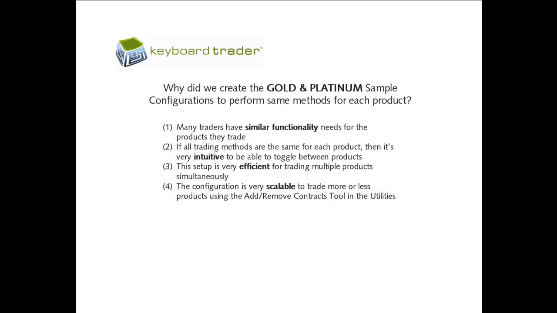So why did we configure this workspace the way we did? In other words, why did we set up all these macros so that they have 6 function references, 1 for each contract? Well, the main answer is flexibility. Many traders have similar functionality needs for the different products that they trade. So if we have the same structure for all the different products, it's very intuitive to toggle between one product or another. Another reason, which is probably the most significant, is that it's very efficient for trading multiple products simultaneously.